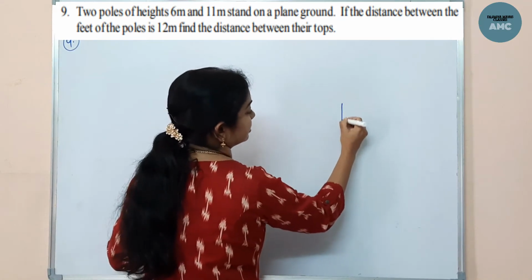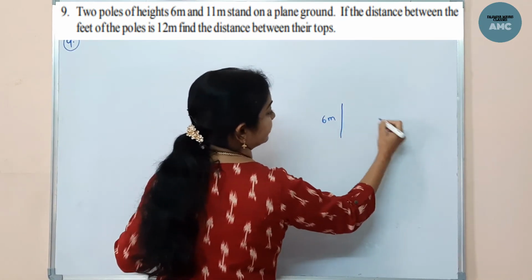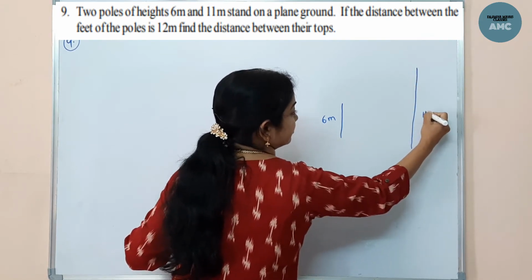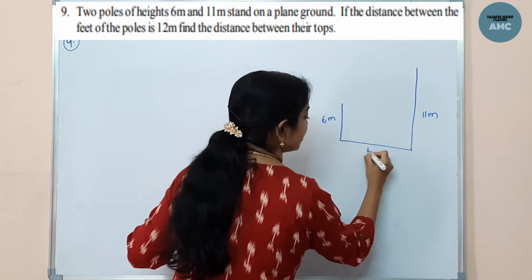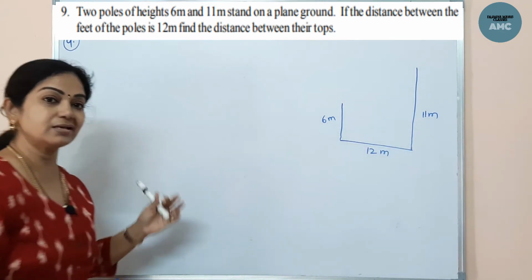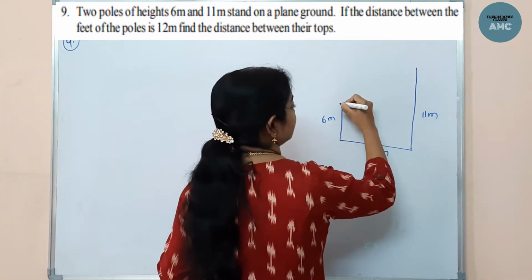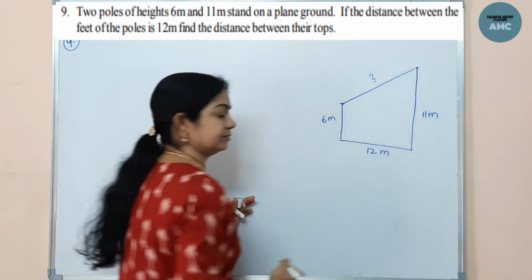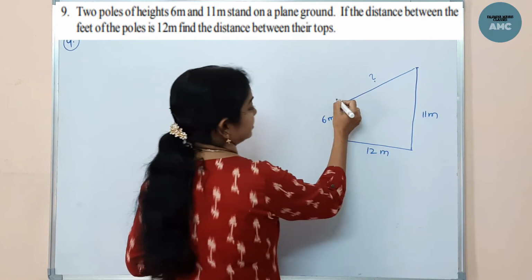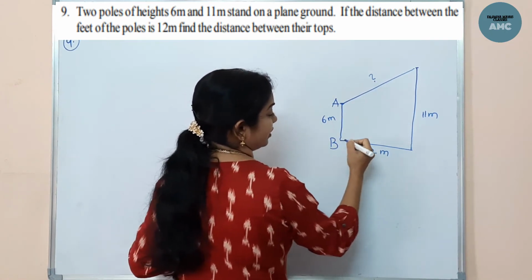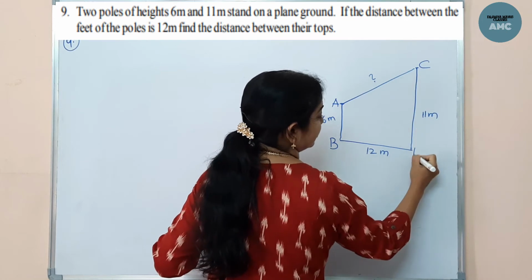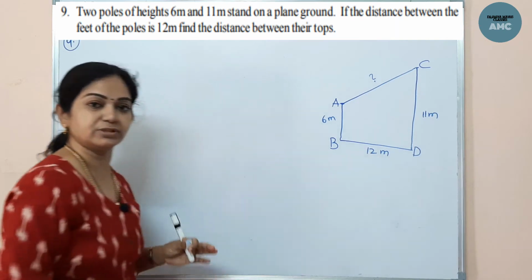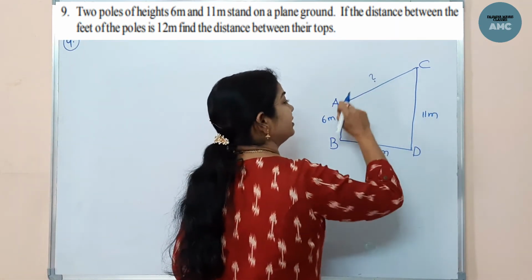Two poles are given here, 6 meter pole and 11 meter pole. And the distance between the two poles is also given as 12 meters. Now what is asked is the distance between the tops, the top of this pole and the top of this pole. Let us suppose some names here. AB is one pole, CD is another pole. So we know the heights of the two poles and the distance between them. Asked is the distance between their tops.